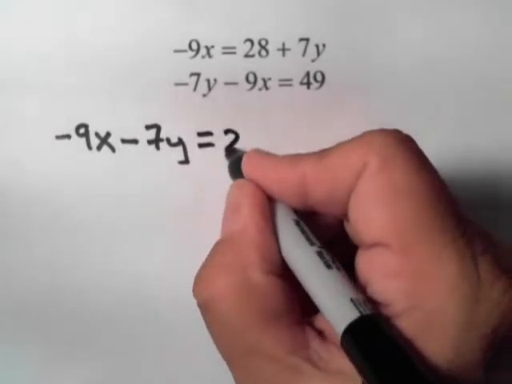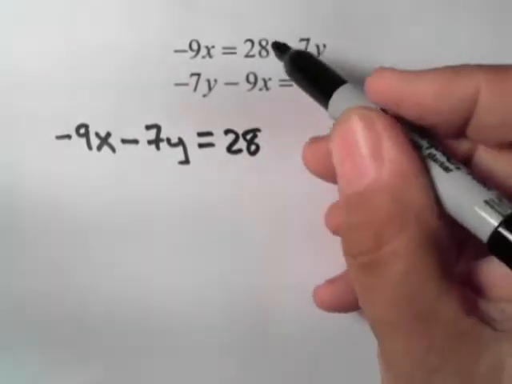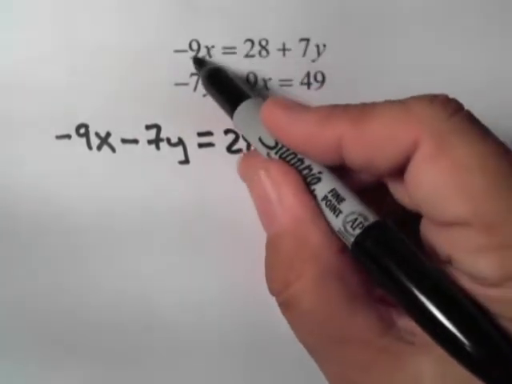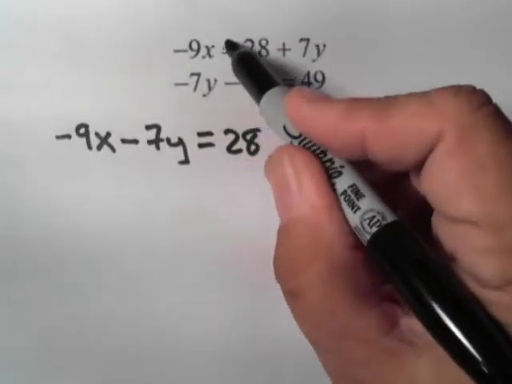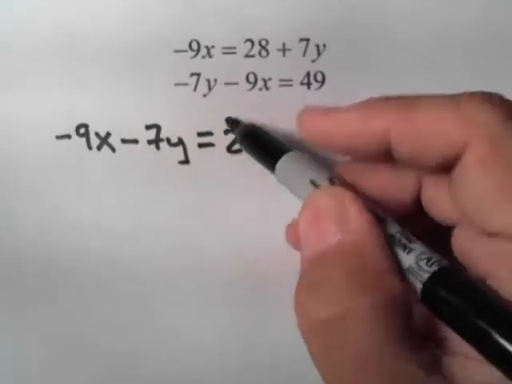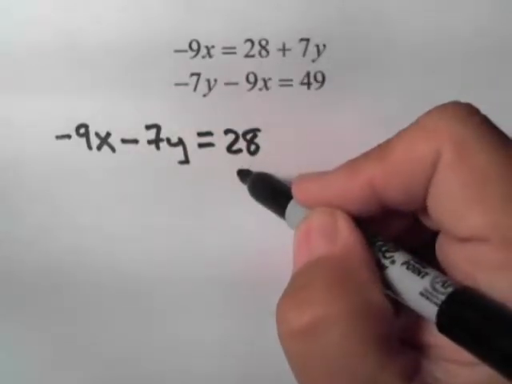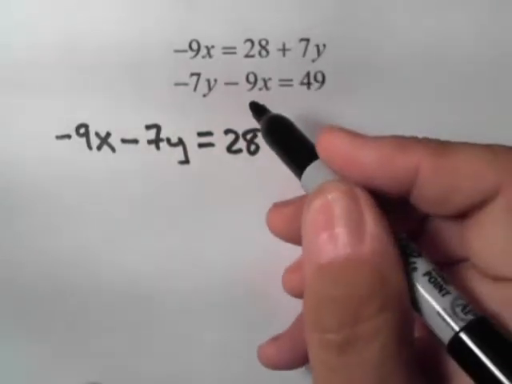Now let's again double check that we got this right. The negative 9x was on the left, so we left it there. The plus 7y had to jump over. It became negative 7y, and that equals 28. All right, that one looks good.